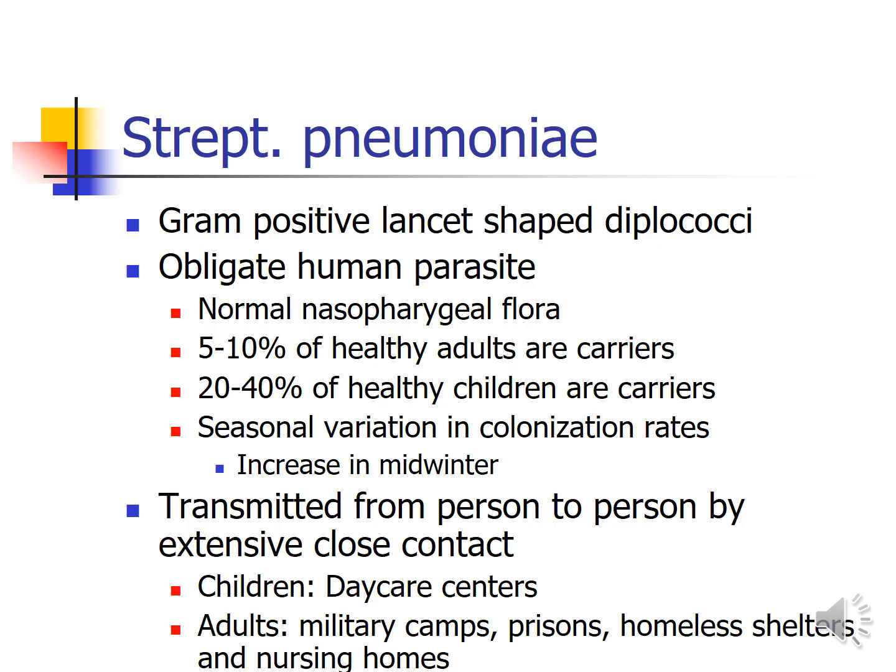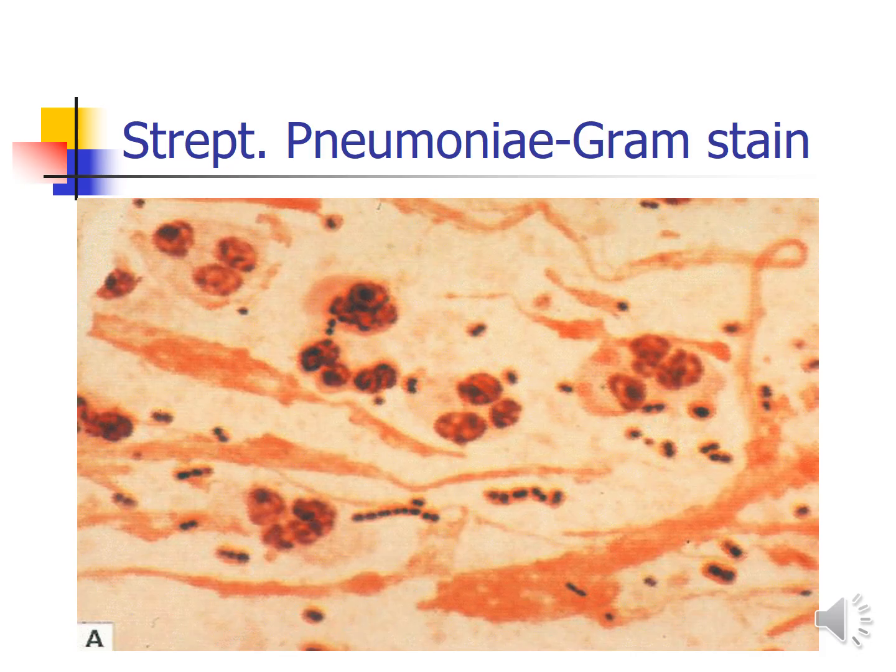Normal nasopharyngeal flora consists of around 5 to 10% pneumococci in adult carriers. 20 to 40% of healthy children are carriers. Seasonal variation in colonization rate occurs, which increases in midwinter. It is transmitted from person to person with extensive close contact. In children, it may be transmitted in daycare centers; in adults, in military camps, prisons, homeless shelters. And this is the gram stain of Streptococcus pneumoniae.